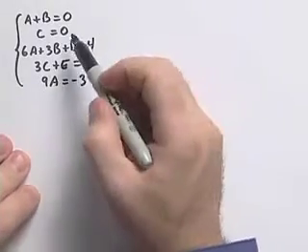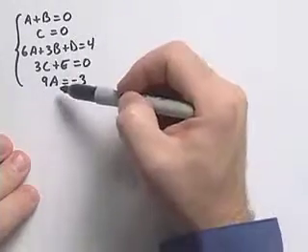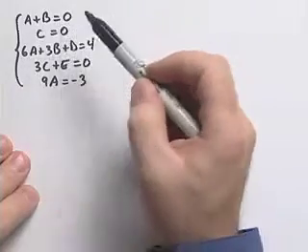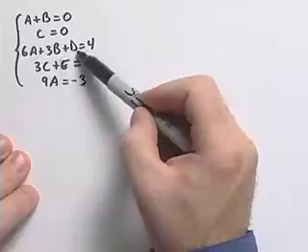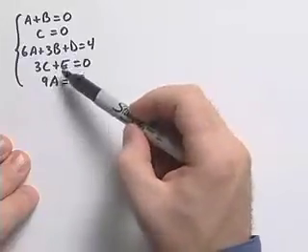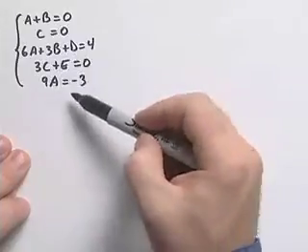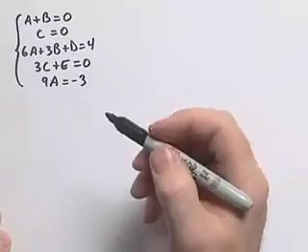Using the equation we've just written, we're going to equate the coefficients on either side of the equation to get a system of equations. When we equate the coefficients, we get the following system. We'll get a plus b equals 0, c equals 0, 6a plus 3b plus d equals 4, 3c plus e equals 0, and 9a equals negative 3.